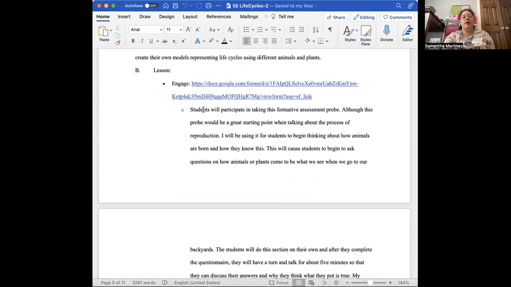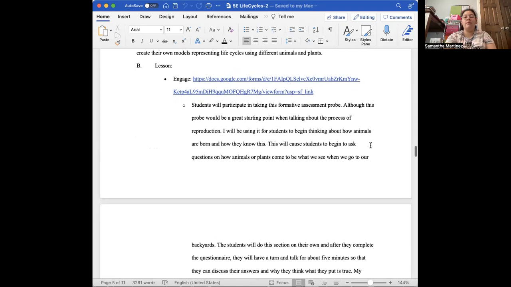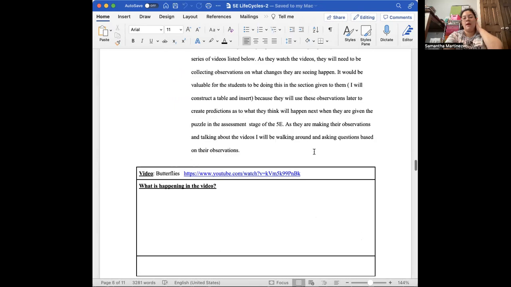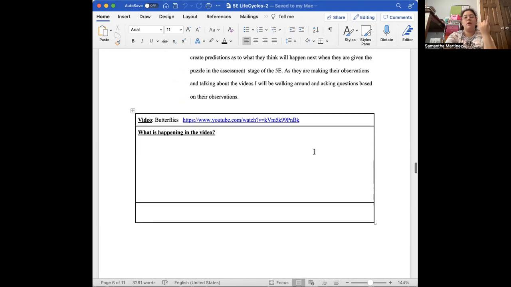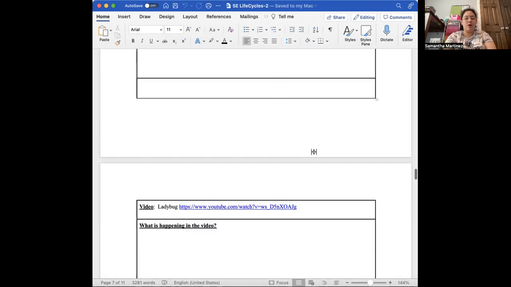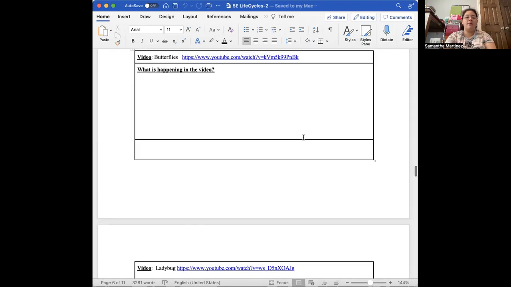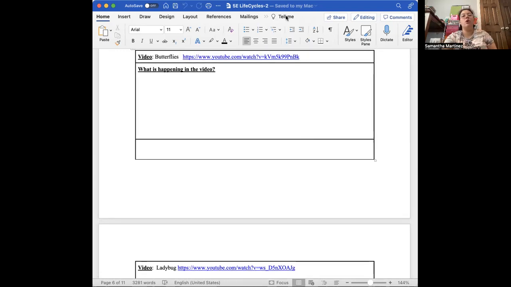So in the engage, the students will actually do my formative assessment probe, and it asks them where they believe animals come from, how they're born, if they're from an egg in particular. And then in the explore, they'll visit a butterfly, a ladybug, and a frog. So they'll fill out this chart and it'll be a little bit different for the butterfly. And then when you compare the other two, because in the butterfly, there won't be anything for them to compare.